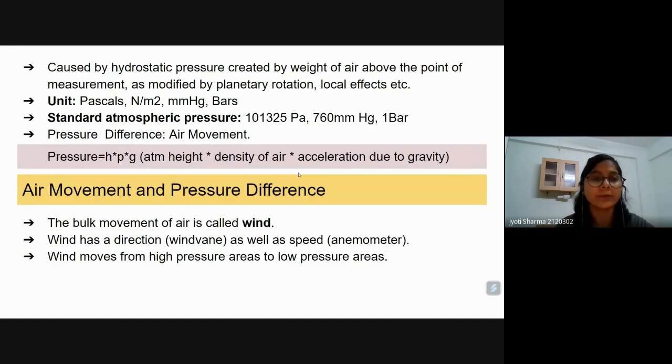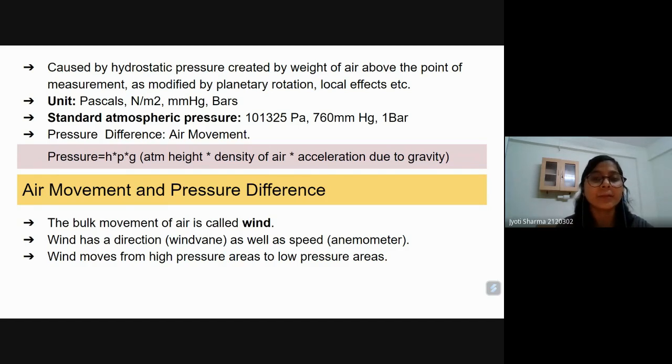So let's talk more about atmospheric pressure. This is caused by the hydrostatic pressure, and this hydrostatic pressure is created by the weight of air above the point of measurement, and it is also modified by planetary rotation, local effects, etc. The unit of this pressure is either Pascal or Newton per meter square. Actually, Pascal is equal to Newton per meter square, then mm of mercury and bar.